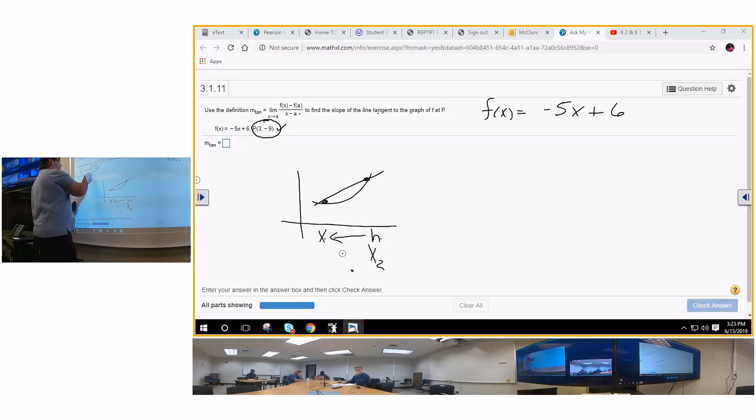And you can figure out the y. If you plugged in 3, negative 15 plus 6 is what? Negative 9. So this is your x, and this is your y. So they're giving you that much information. So what are you supposed to do with it? So go ahead and work on it for a second.